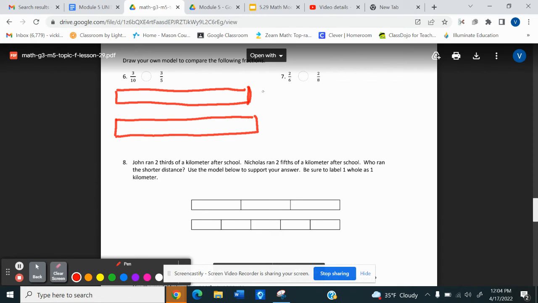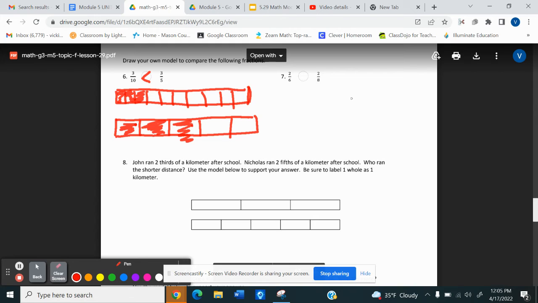Okay, so for the first one, it says 3/10. So how many lines do I need? You're correct, 9. 1, 2, 3, 4, 5, 6, 7, 8, 9. And I need to shade in 3. 1, 2, 3. And then I need to divide or partition my next one into fifths. So I need 4 lines. 1, 2, 3, 4. And I need to shade in 3 of these. And it's clearly that 3/5 is larger.